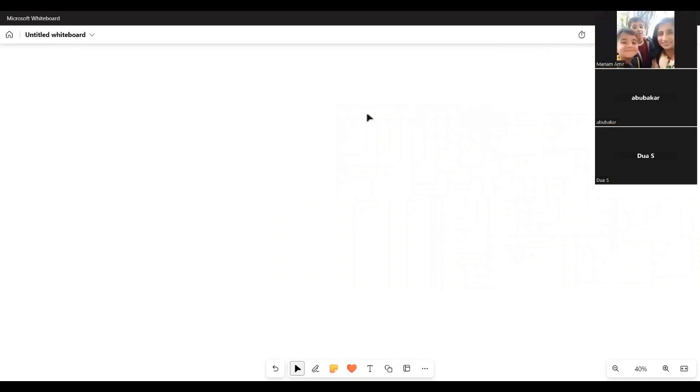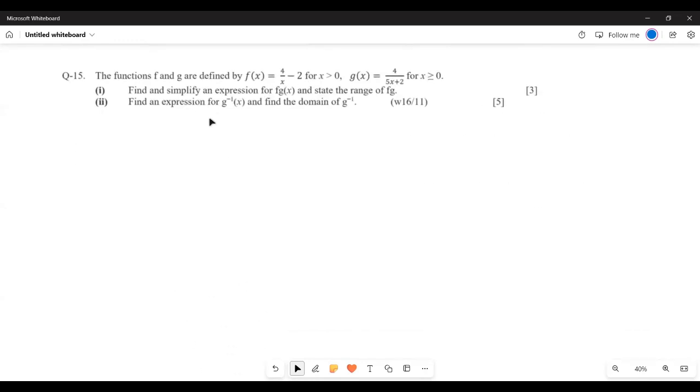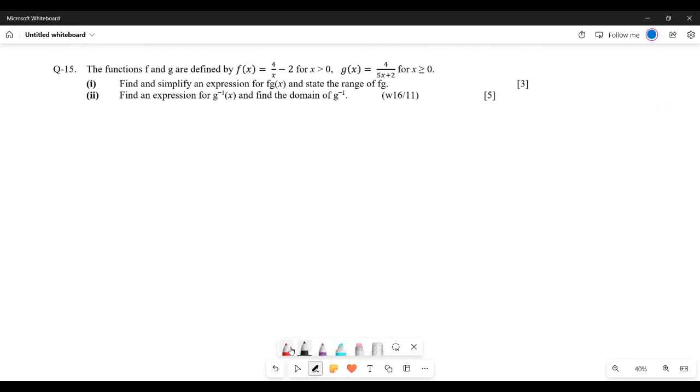Next would be question 15. Functions f and g are defined by f(x) equals this for x greater than 0, and g(x) equals this for x greater than or equal to 0. Find and simplify an expression for fg and state the range of fg. Let's first find fg. Part 1, find fg.